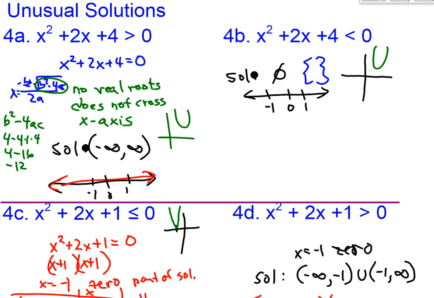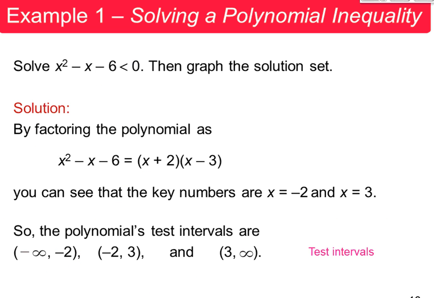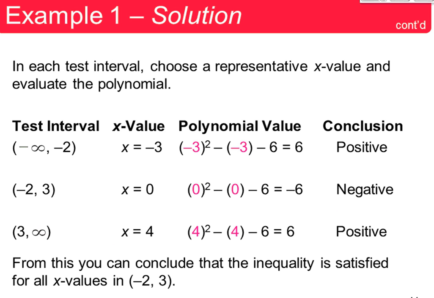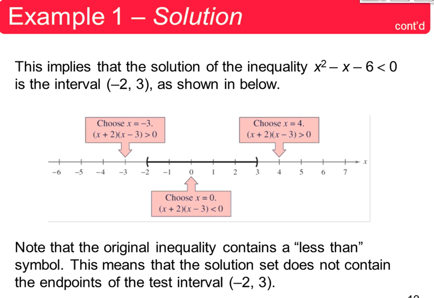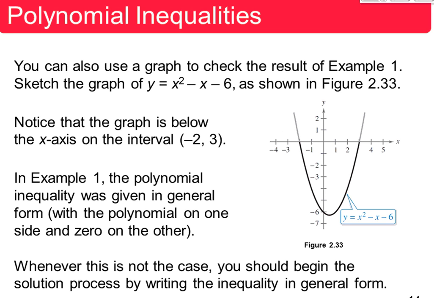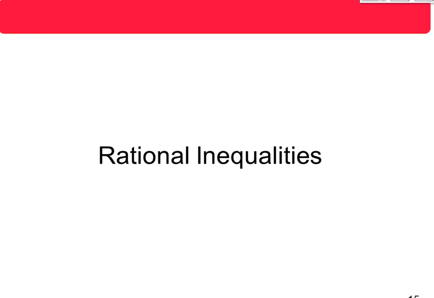So that gives us our unusual solutions, and this is just from example 1. And the test interval, we did all that yesterday, I think. So now we want to look at rational inequalities. I think I commented on this yesterday, but when we were doing the polynomial inequality, we were just looking at the zeros and making our intervals.